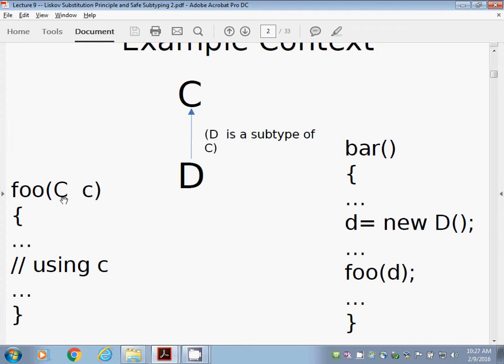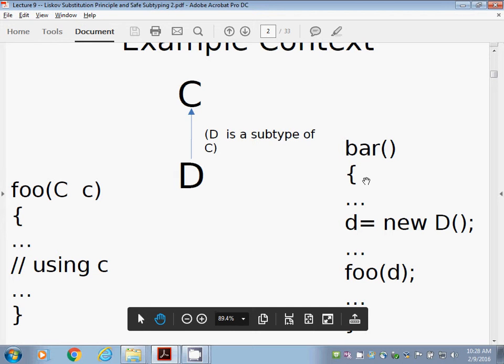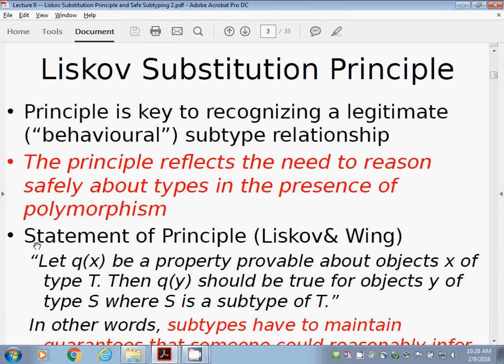And this code for C, if we extended C with another subtype E, for example, we could reuse foo, right, with that E. But the important thing to note is that we have somewhere within our code, we know it's a D, but for the sake of foo, we're treating it as if it's a C. We don't have recourse directly to what type it really is.